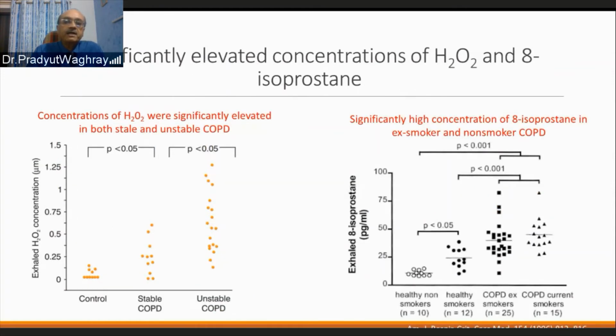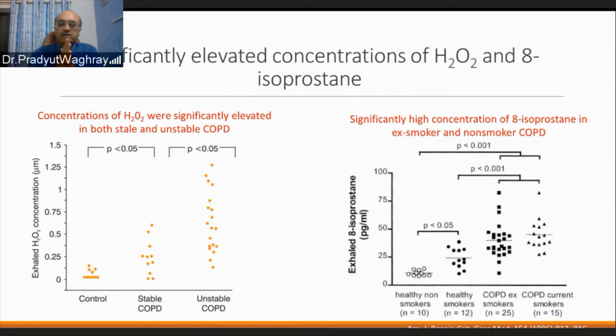Then significantly elevated levels of hydrogen peroxide and 8-isoprostane were found in both stable COPD patients and also unstable COPD patients. So we must understand that though the COPD patient looks stable, internally it undergoes the elevation of the free radicals. And also this was subdivided into smokers and non-smokers.